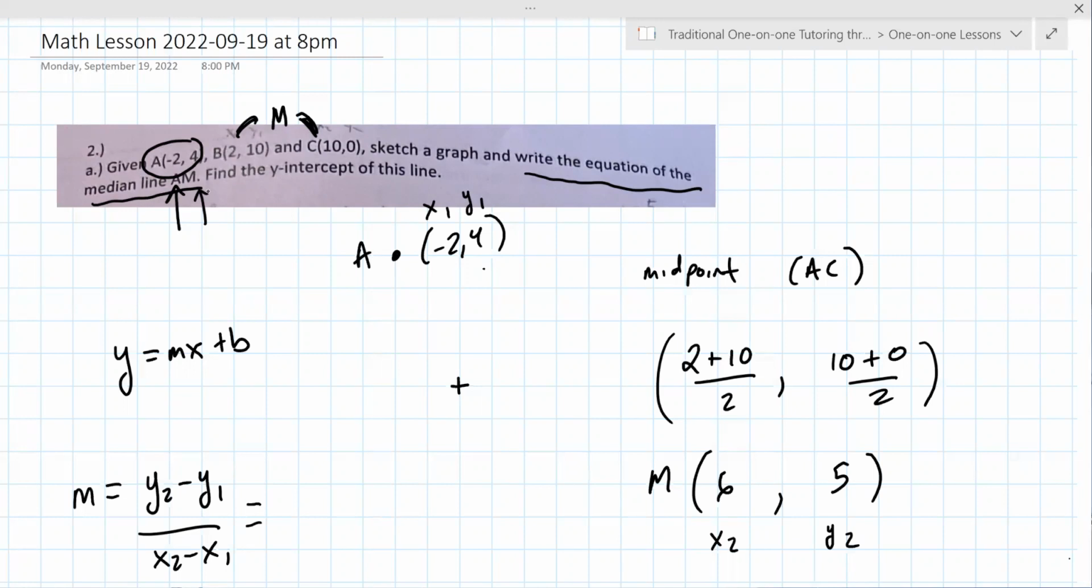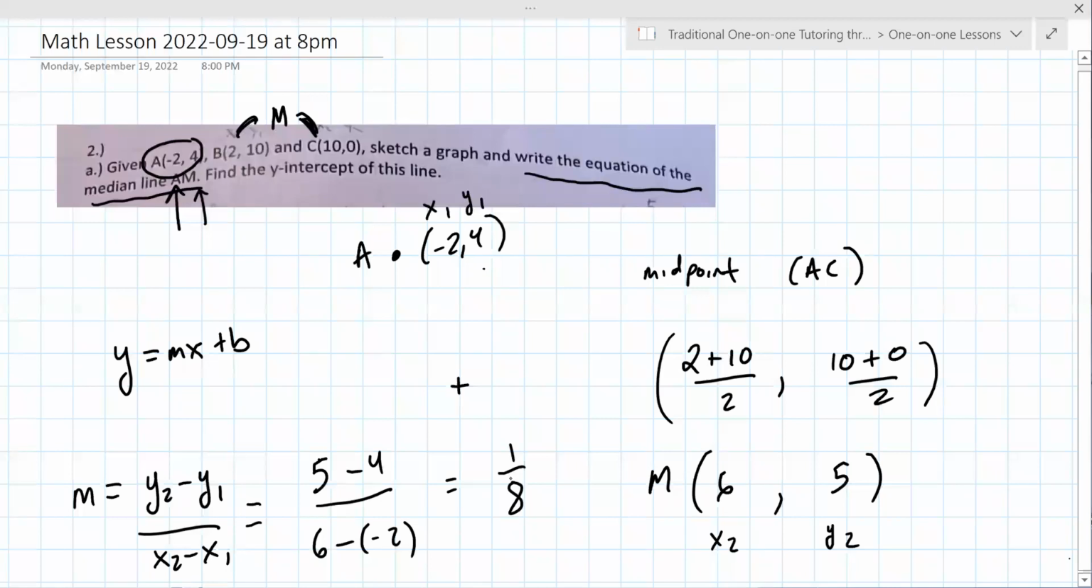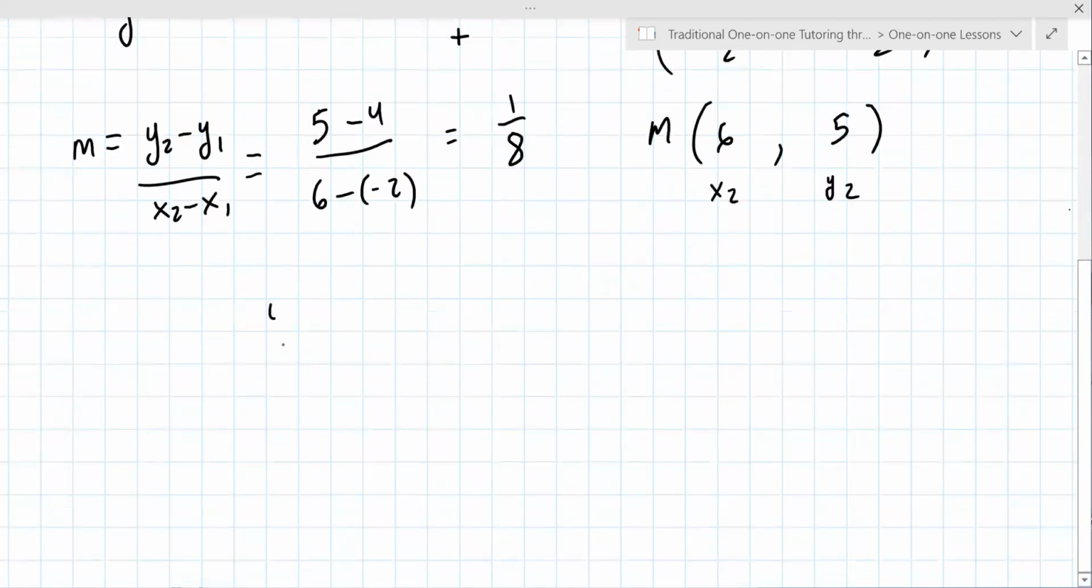All right, I'll just start writing that out. 5 minus 4 over 6 minus minus 2. That's 1/8. And then with 1/8, I'd write y equals 1/8 x plus b.